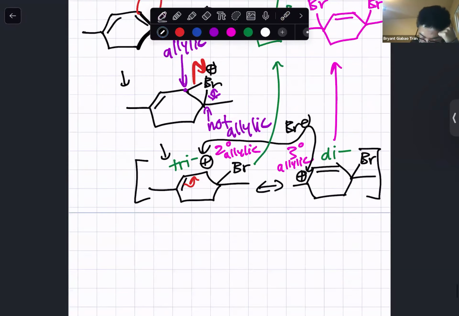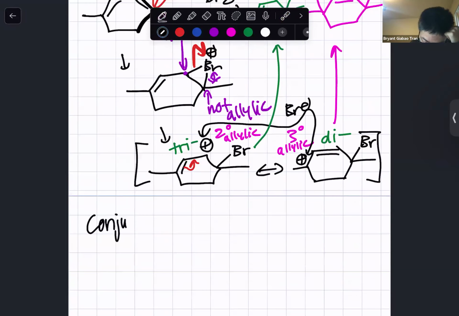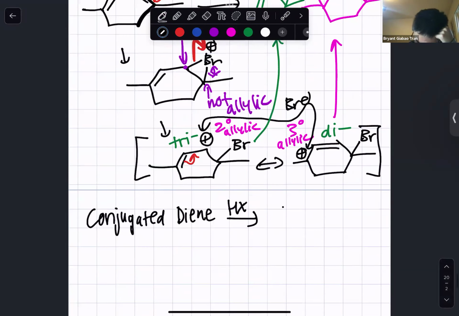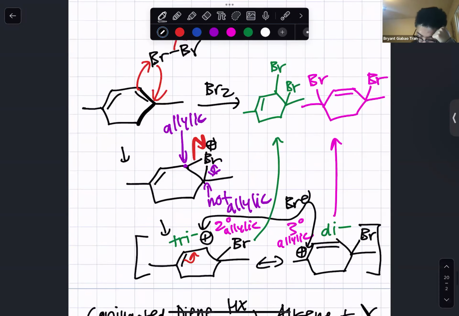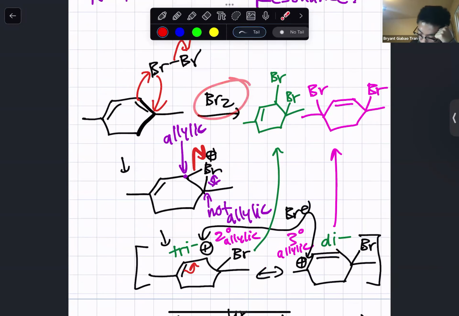A tip for this is that if you have a conjugated diene and you react it with HX, your product is always going to be an alkene with an X somewhere. But if you react a conjugated diene with X2, you're going to get an alkene with two X's. Since this was X2 here, our product would have two X's, X and X.